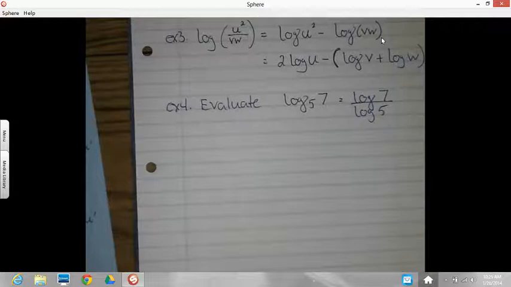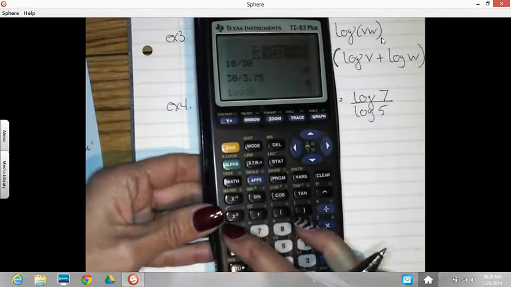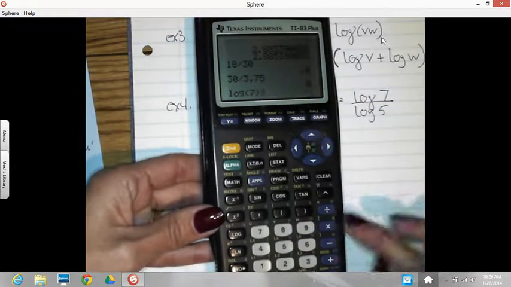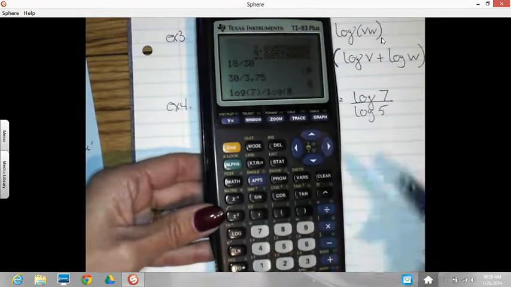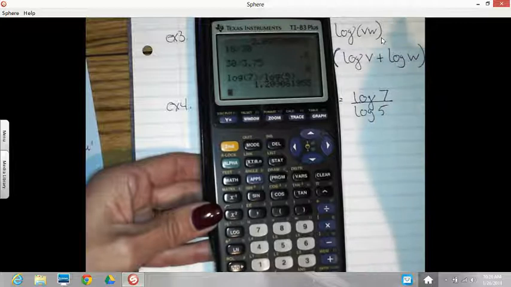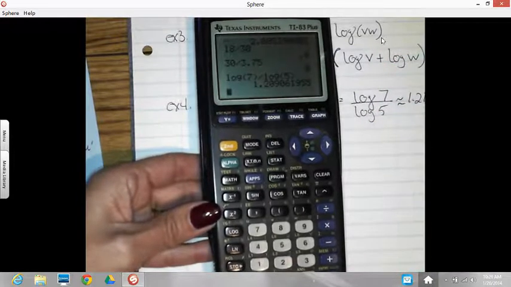So, real simple now. Log of 7. Notice a parenthesis came up when I hit the log button. I've got to close that. Divide by log of 5. So, about 1.21. So, just don't forget to close your parenthesis after your number.